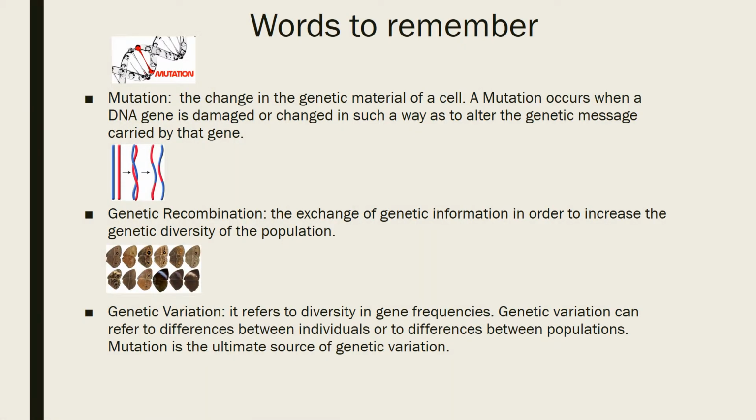Before we get started, you would like to know a couple of words. Let's get started with our first word, which is mutation. Mutation is the change in the genetic material of a cell. A mutation occurs when a DNA gene is damaged or changed in such a way as to alter the genetic message carried by that gene.